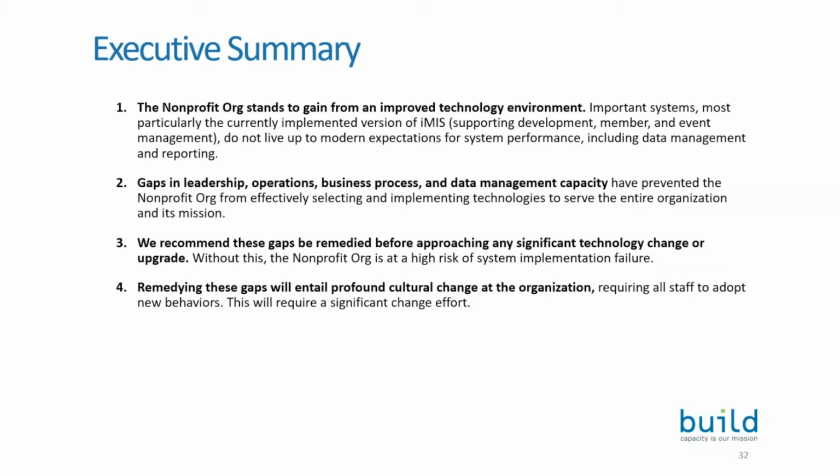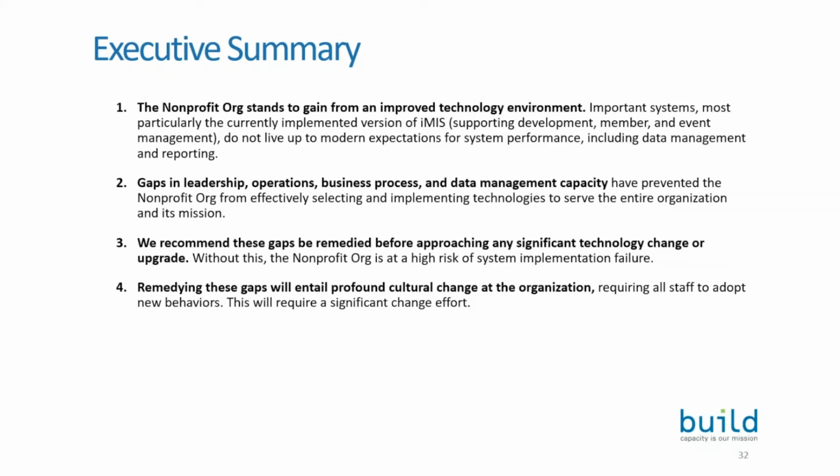So this is an example of an executive summary that was produced for an information strategy that basically points to the large opportunities and challenges that present themselves to the organization from the ability to take on data and technology related projects. And you can see here that these recommendations are, yes, the nonprofit org stands to gain from an improved technology environment. But there are gaps in leadership, operations, business process, and data management capacity that have prevented it from using technology at a high level in the past.